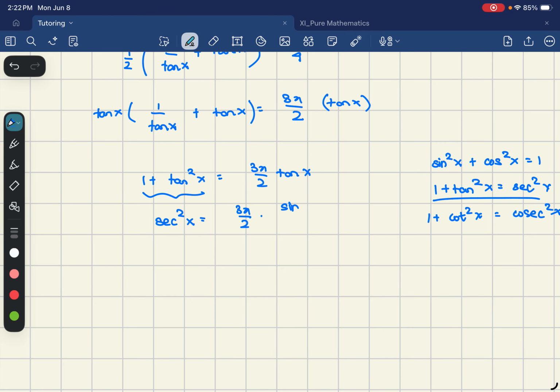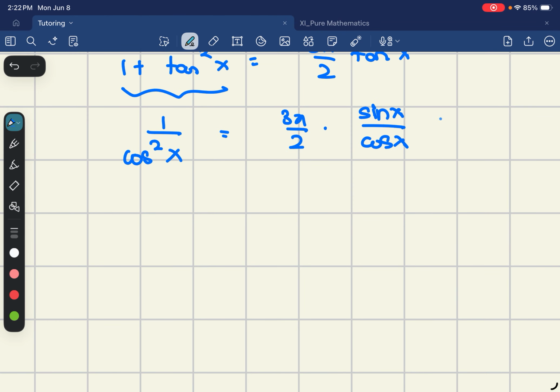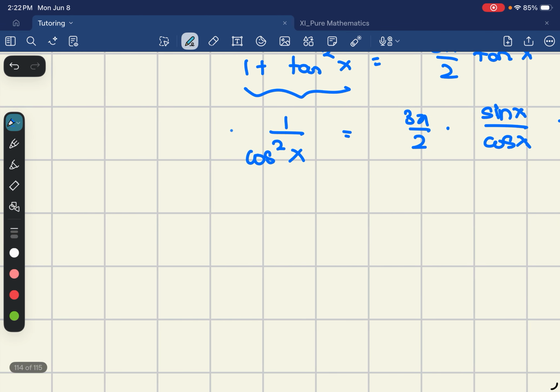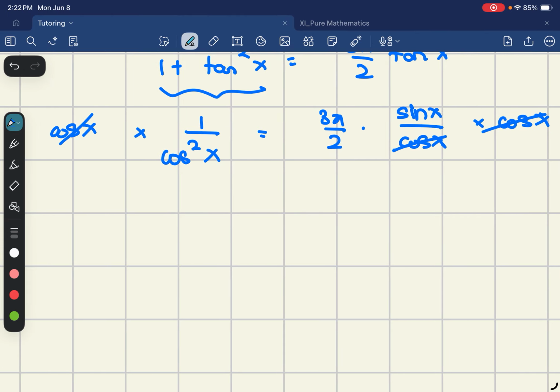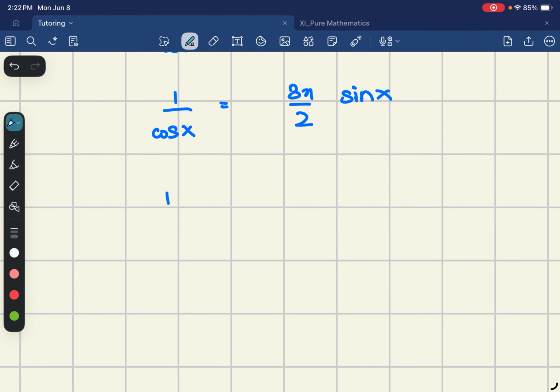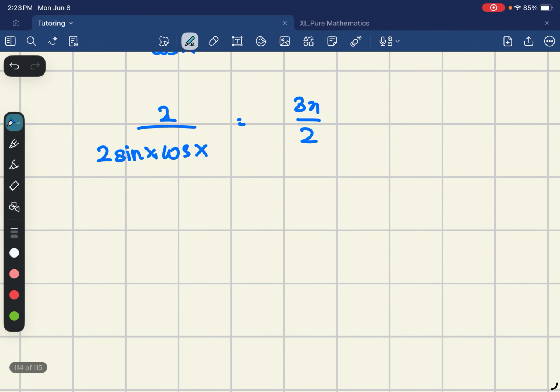And tan x, by definition, is just sine x over cos x. And secant squared x, by definition, is just 1 over cos squared x. So now if I multiply by cosine x on both sides, these will cancel out. Cosine x and 1 over cosine x cancel out here. So I get 3 pi over 2 sine x. And if I divide by sine x on both sides, I get this expression. So now let me multiply this. If I multiply the numerator by 2, I can multiply my denominator by 2, right?